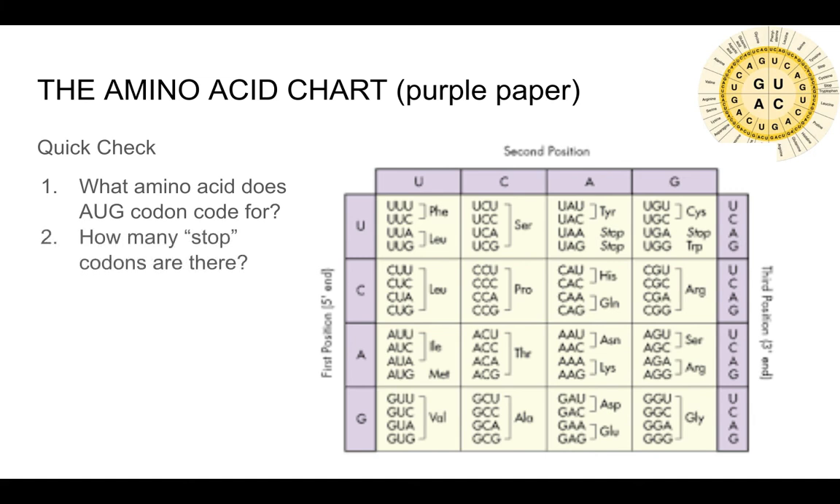Let's try another one. Let's use the chart to look for a second. There's only one start codon. How many stop codons are there? Scan the chart and see if you can tell me how many stop codons there are. Did you get 3? There are 3 stop codons. Here they are: UAA, UAG, and UGA. They all code for stop, which triggers the release factor, and the protein is released and the process is over.